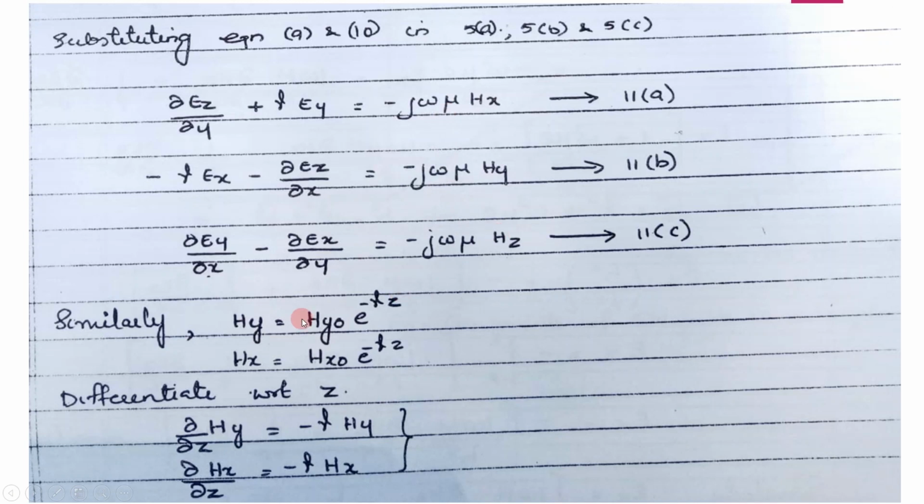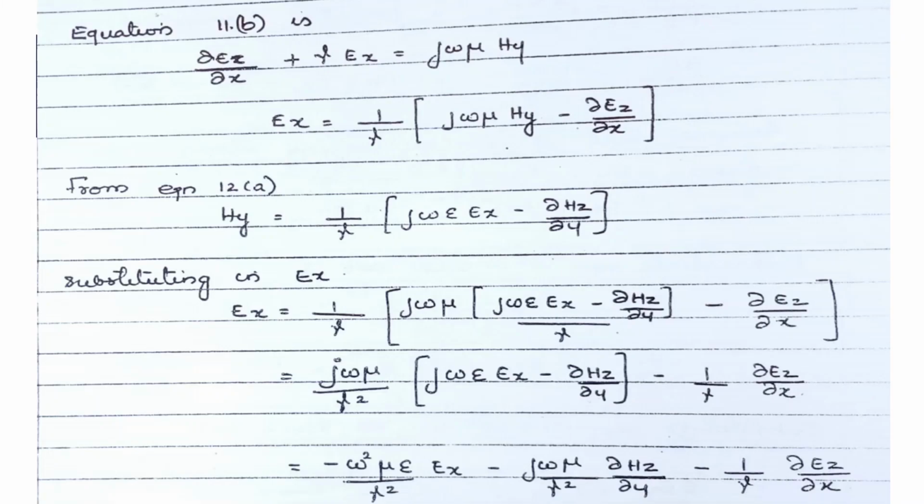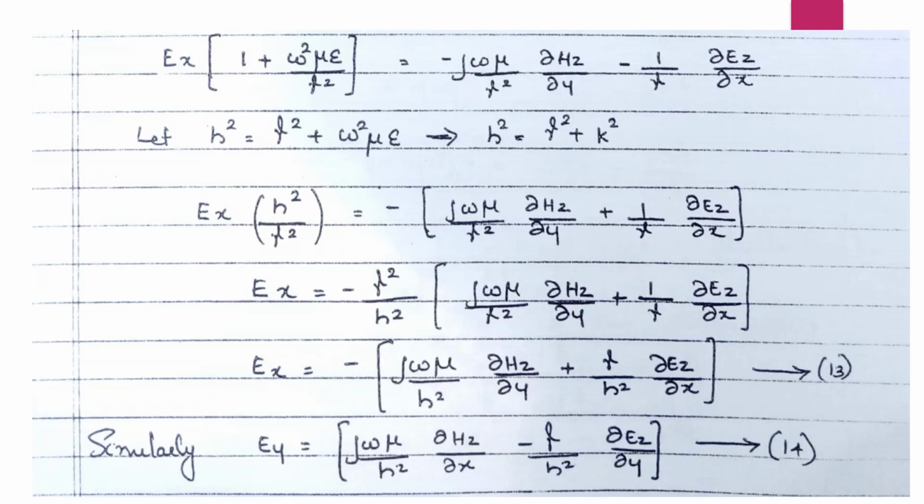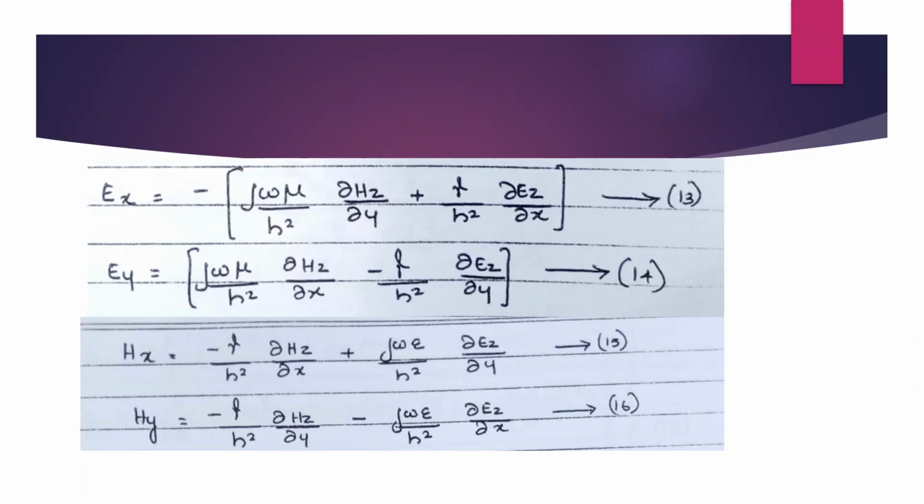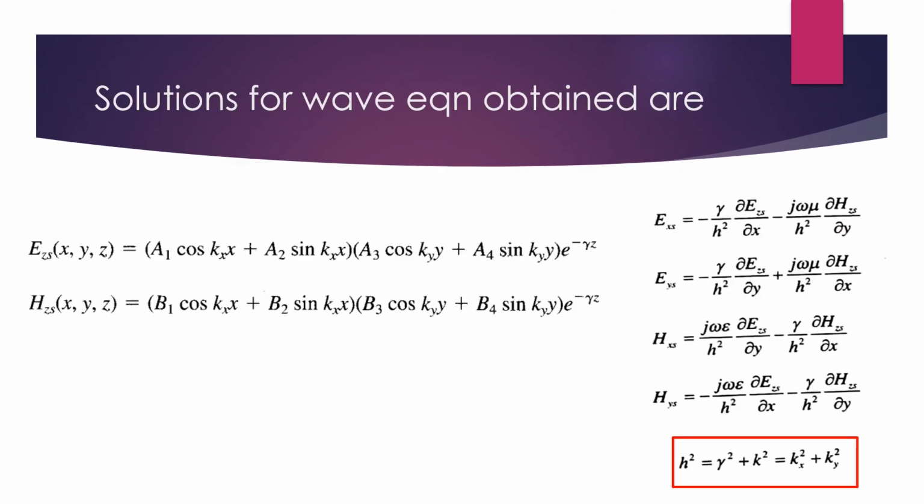Similarly, you are doing Hy and Hx. You are writing the equations and substituting them in the curl H equation. You are getting the next set of equations, and by proper manipulations you will get the final four equations like this. You are getting the equations for Ex, Ey, Hx, Hy. These equations are common for all the modes. On solving the equations, you get Ez and Hz like this.